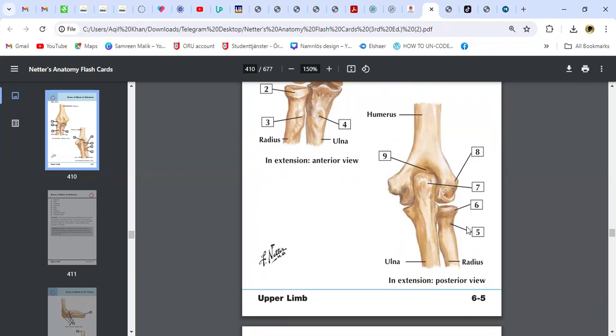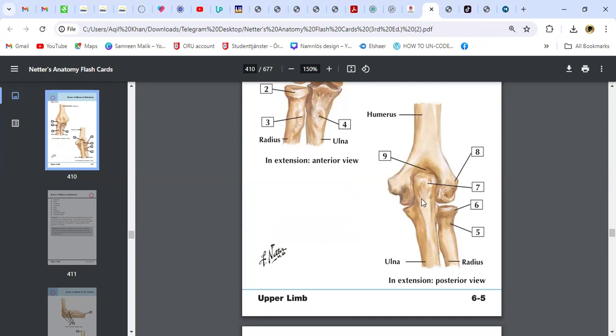And if you're asked to identify number 5, this is the neck of the radius. We'll discuss the importance of it as well. This number 6 is the head of the radius. Number 7 is the olecranon process. If you look from behind, this is the olecranon process of the ulna, which is articulating and forming the elbow joint, I'm sorry. Number 8 is the lateral epicondyle. And number 9 is the olecranon fossa, right? So if you look at the formation of the elbow joint, it is formed by the humerus and the two forearm bones, radius and ulna, right?